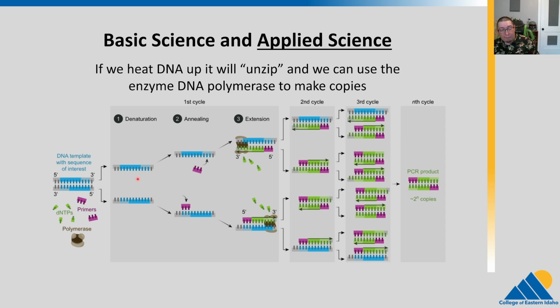Now, if you're not familiar with the metric system, we'll do a little bit of this in the lab, but water boils at 100 degrees Celsius. So we need to heat the DNA up to almost boiling. Okay. Now, why is that problematic? Well, the problem comes with this enzyme here, DNA polymerase.